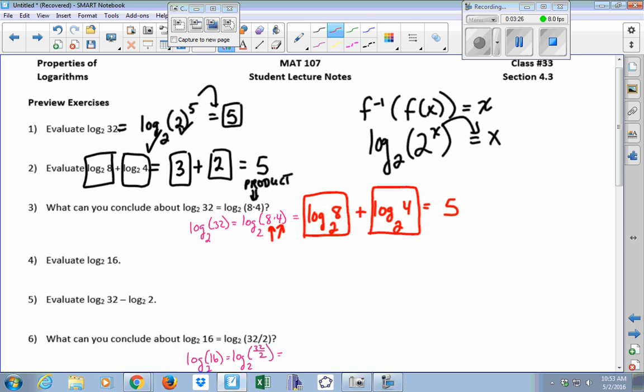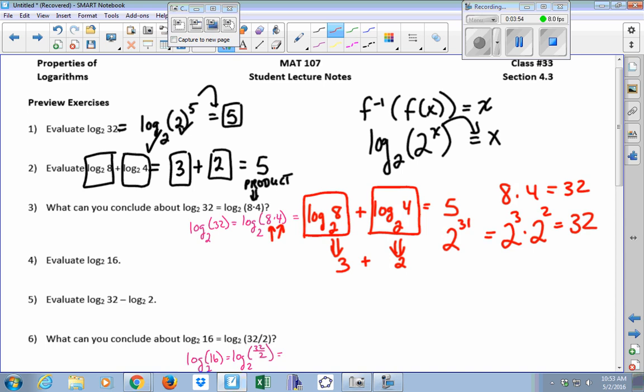Now, why does that make sense? So where does that come from? Remember, each of these represent exponents. What are the exponents? Well, 8 times 4 is 32. 8 is 2 to the 3rd, and 4 is 2 squared, and we know that equals 32. And if we use our exponent rules, we can write 2 to the 3rd times 2 to the 2nd as 2 to the 3 plus 2.